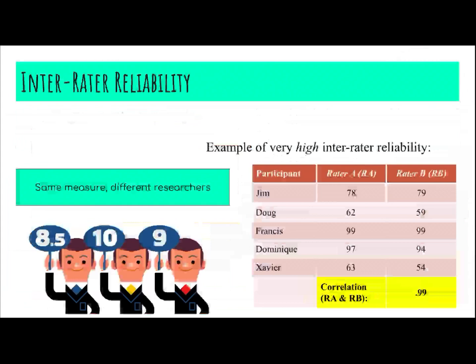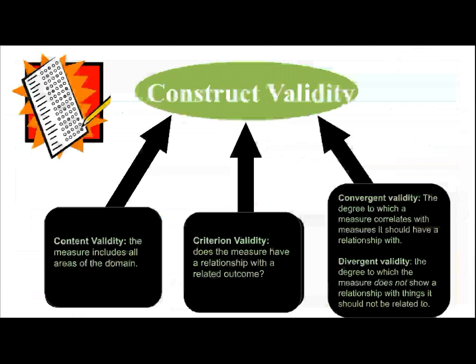So we can see that this measure or survey has high inter-rater reliability. No matter who gives it, no matter who does it, people score about the same. So our results are consistent. They're reliable. To talk about validity, remember validity asks whether our measure is measuring what it's supposed to be. To talk about validity, let's use the example of the SATs.